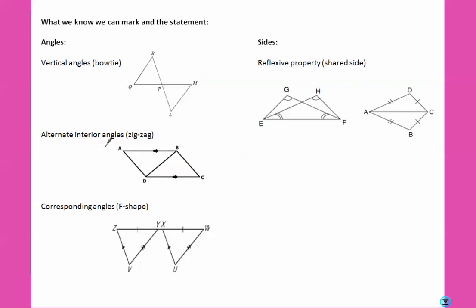Some things that can help us find some additional information, especially when we're doing proofs, is things from early units. So vertical angles, think that it looks like a bow tie. These angles here we know are always congruent. Alternate interior angles, if these are parallel, that's what the arrows mean, and we have this line in the middle, then we can say that the angles on opposite sides of that are congruent, or the ones over here would also be congruent.